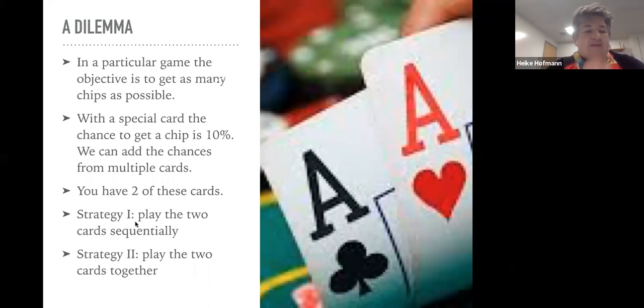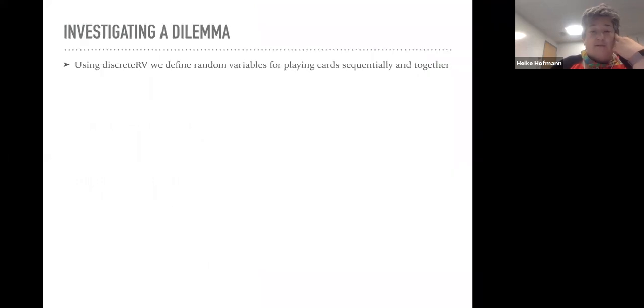So obviously in strategy 1, the outcome would be either no chip or 1 chip, or maybe 2 chips. For strategy 2, we've got just 2 potential outcomes, no chip or 1 chip. So just in terms of the sample space, strategy number 1 sounds like the better deal. So what happens with the probabilities for each one of those?